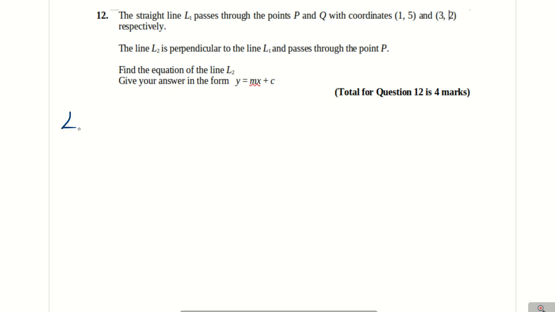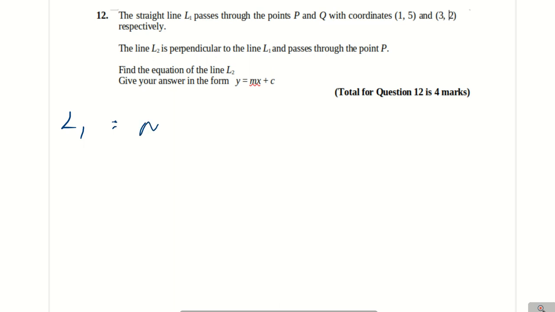So line L1 gives us 2 points it goes through, and then it tells us there's another line L2 which is perpendicular and also goes through one of those points. We've got to find the equation of it. Right, so the first thing we need to do is to find the gradient of the line L1.